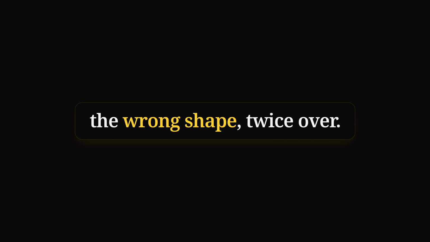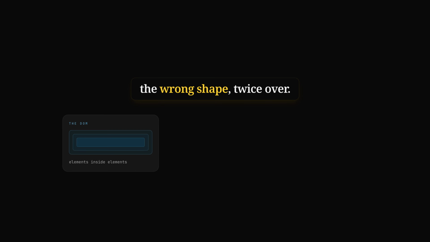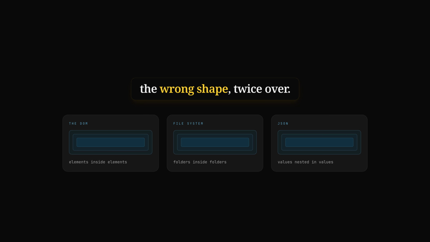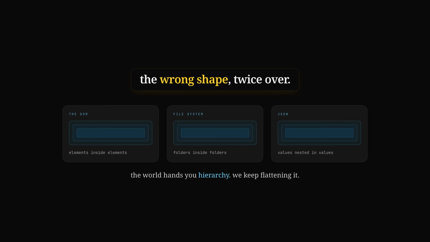And a line is the wrong shape, twice over. First, look at your actual data. Open DevTools on any web page. Elements inside elements inside elements. Your file system, folders inside folders. A JSON payload, values nested in values. The world keeps handing you hierarchy, and we keep flattening it.